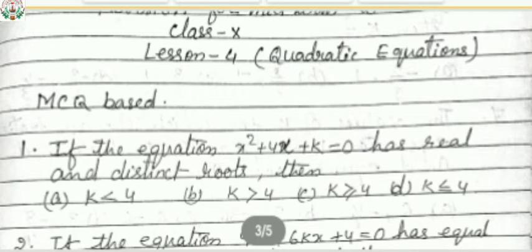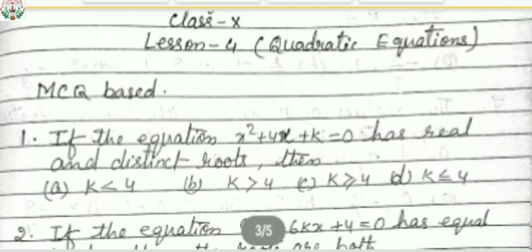Discriminant, that is D, is greater than 0. Has real and distinct roots means the discriminant D is greater than 0. Now here, what is the discriminant value? The formula we know, that is b² - 4ac. Discriminant equals b² - 4ac.